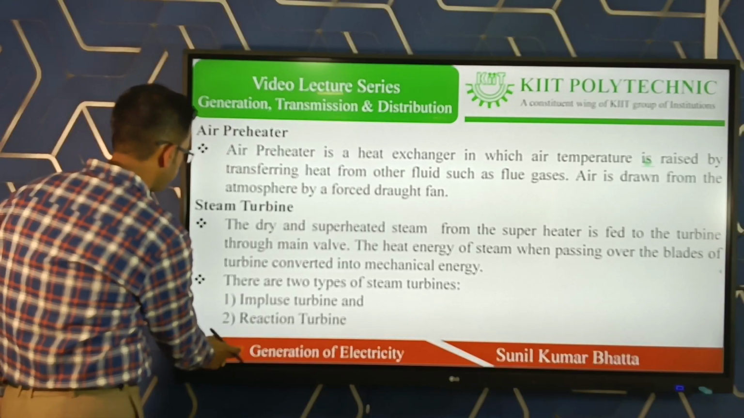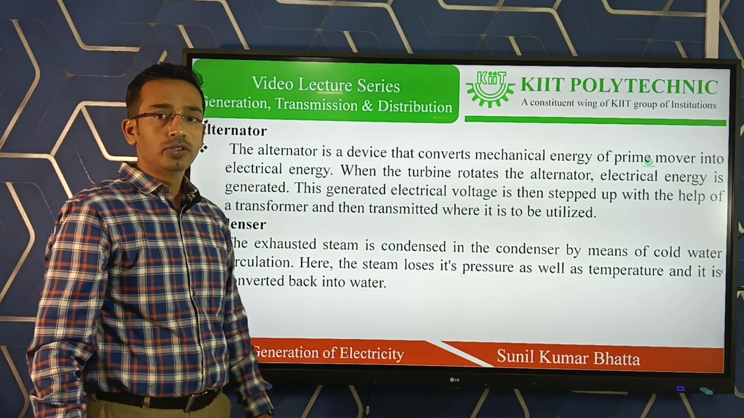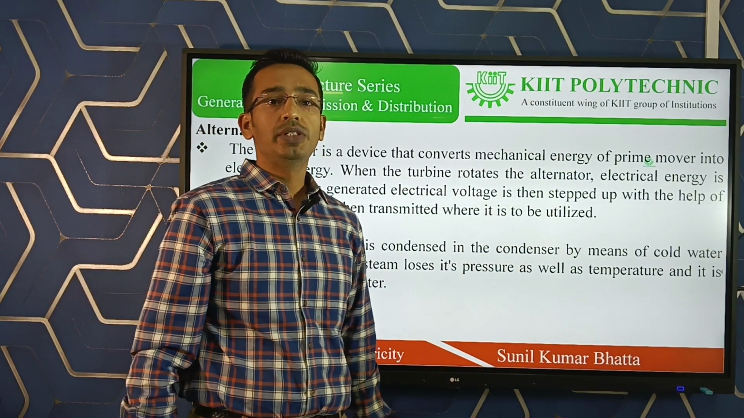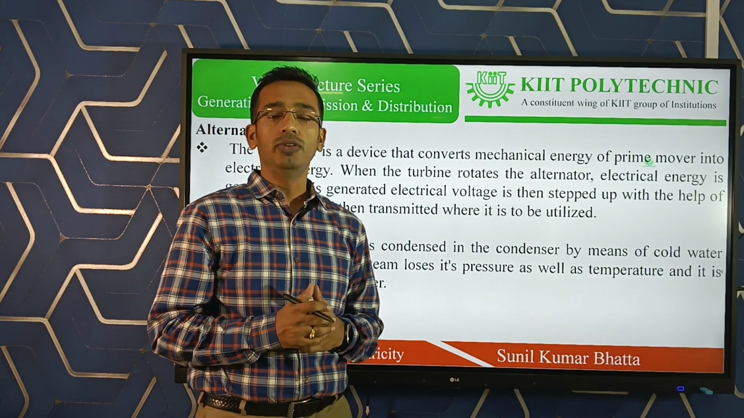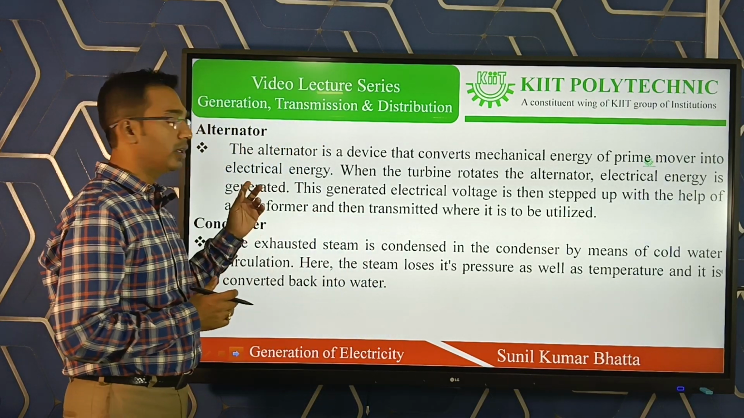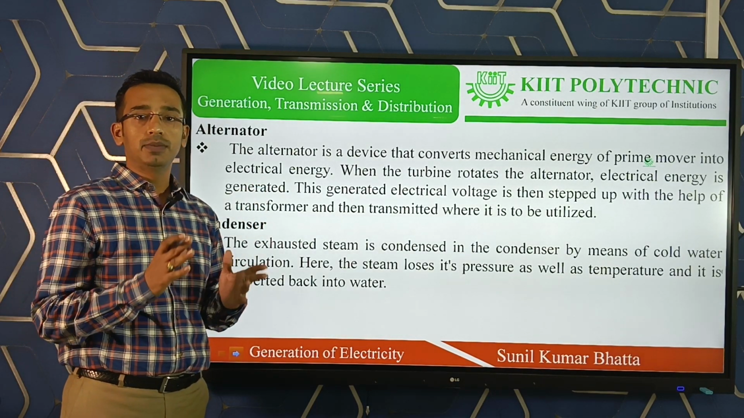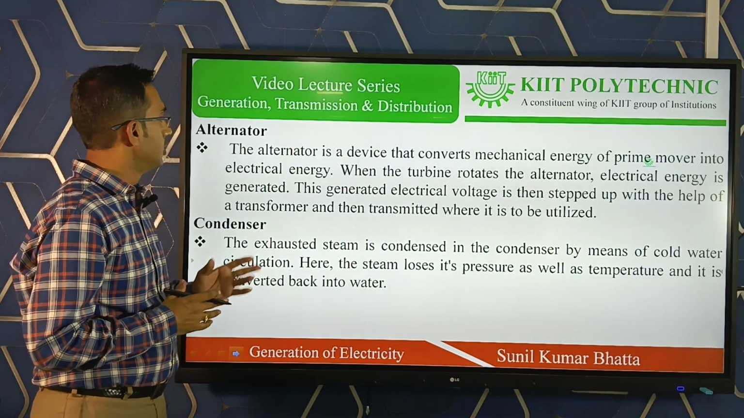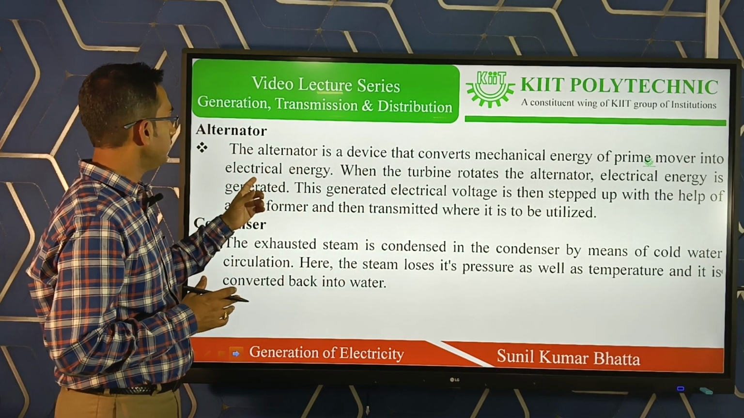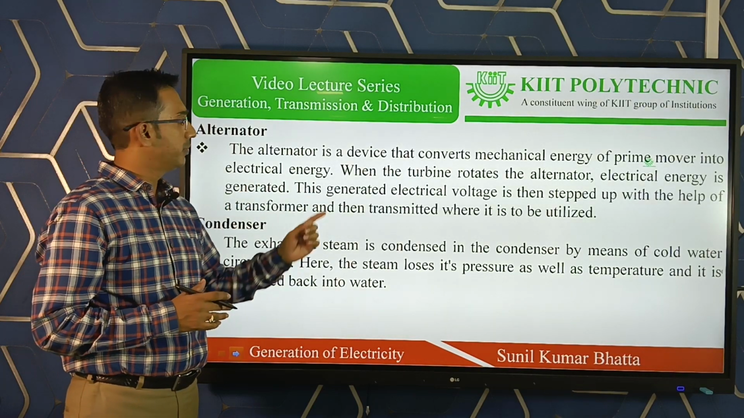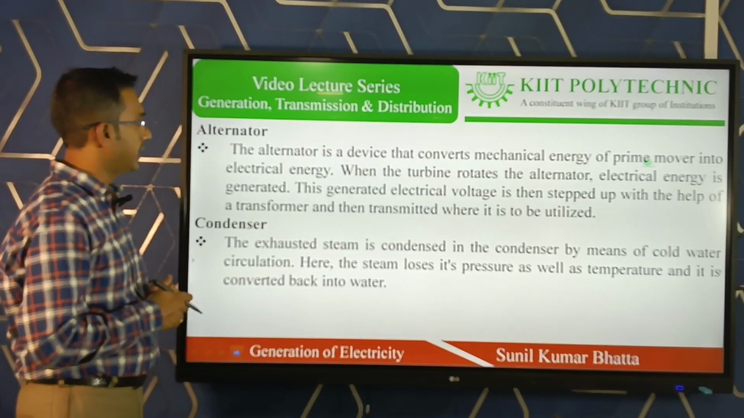Coming to the next part, the alternator or AC generator. As we all know, a generator is a device which converts mechanical energy into electrical energy. The alternator used in the thermal power plant is an AC generator, a device that converts the mechanical energy of the prime mover into electrical energy. When the turbine rotates the alternator, electrical energy is generated.